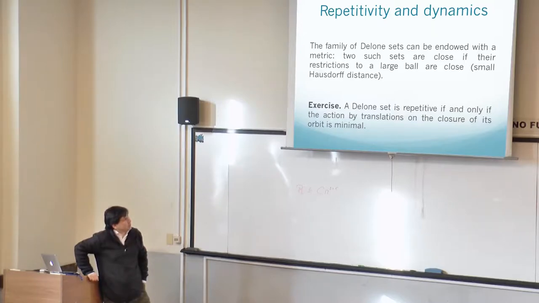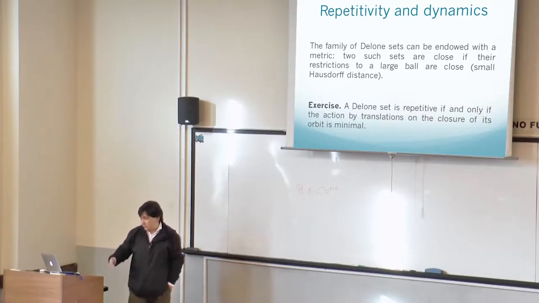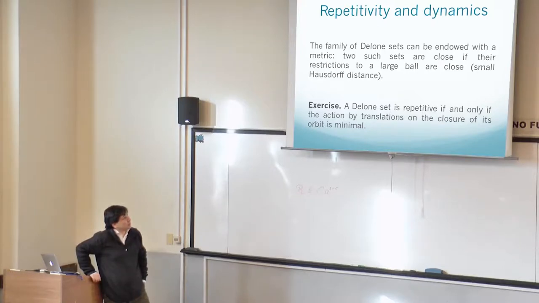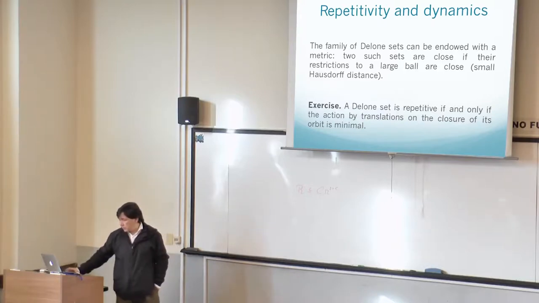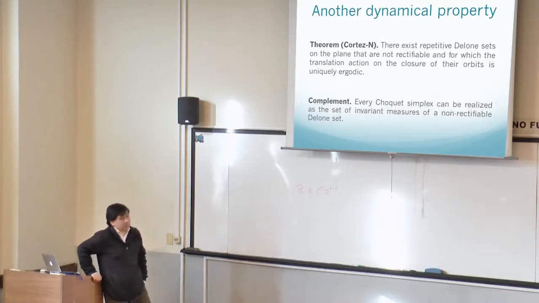And the property of being repetitive is equivalent to the action by R2 translations on this set of Delone sets being minimal. This is exactly the same. It's really tautological. You just take the definition and you will see it's really the same. So the point of our work with Maria Isabel was trying to relate the original question, the geometric question by Gromov, to dynamical properties of this action. But actually what we prove is that there is no relation at all, because you can manage to do almost whatever you like.